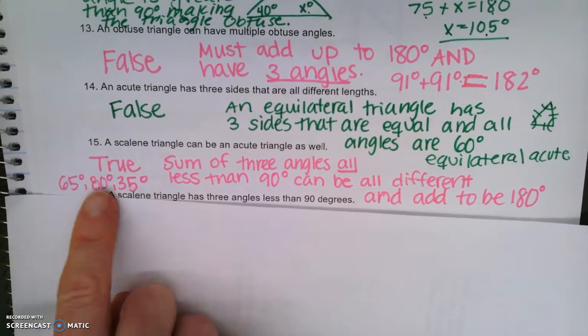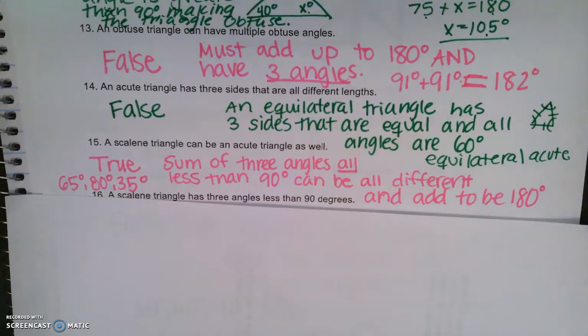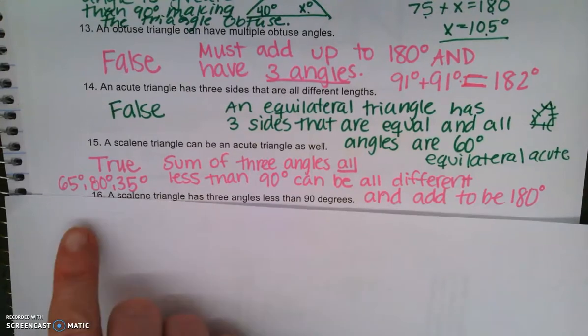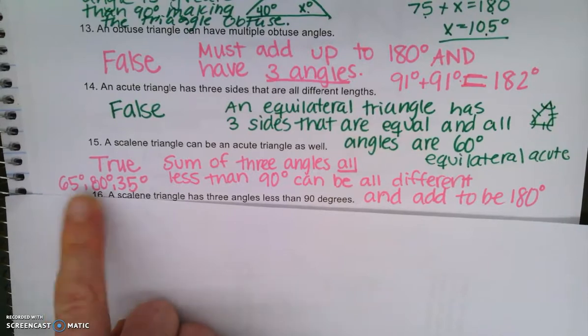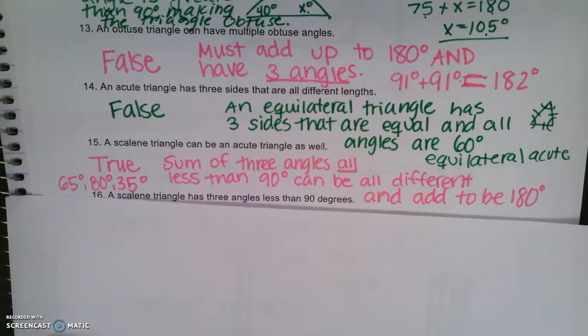And because each angle is different, each side length will also be different. The largest one will be across from 80 degrees. The medium one will be across from 65. And the smallest one will be across from 35.